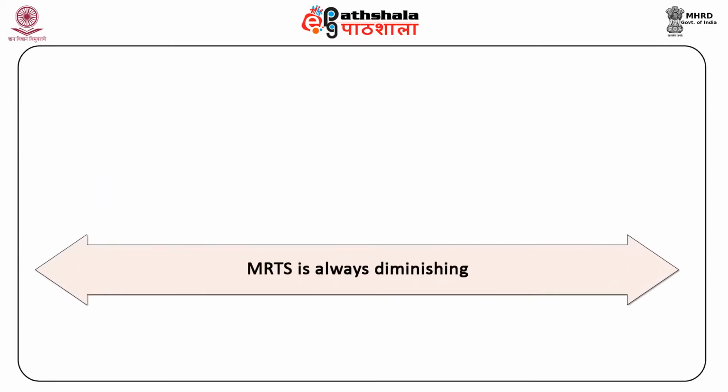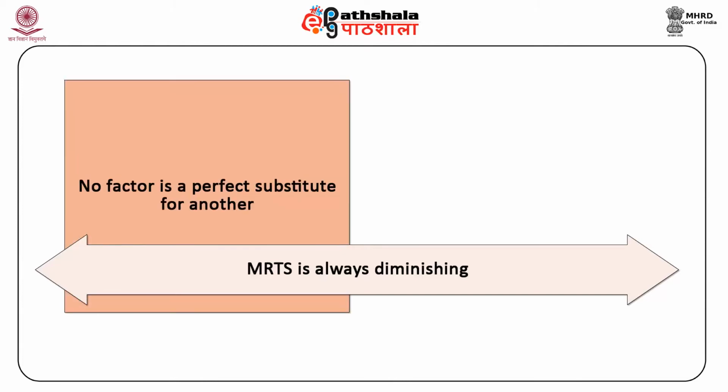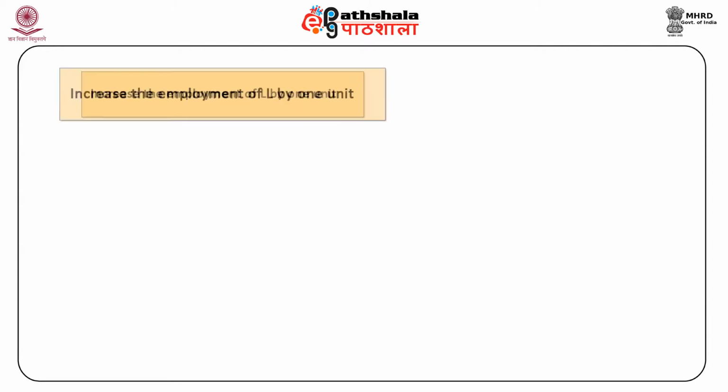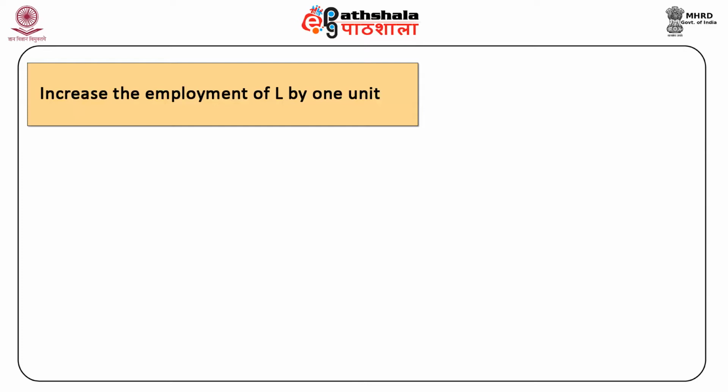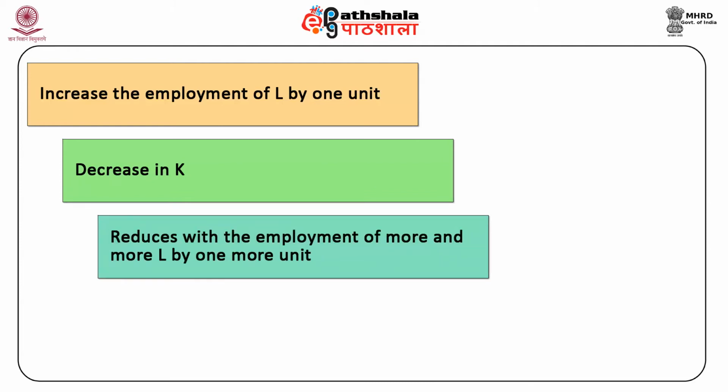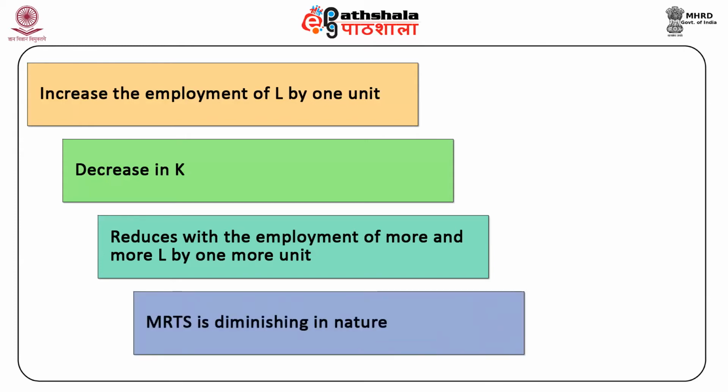MRTS is always diminishing because of the following two reasons. First, no factor is a perfect substitute for another. And second, inputs are subject to diminishing marginal return. Hence, if we increase the employment of labor by 1 unit, then it leads to a decrease in the capital, and this decrease in the capital reduces with the employment of more and more labor by 1 more unit, keeping the output level same. Thus, MRTS is diminishing in nature.